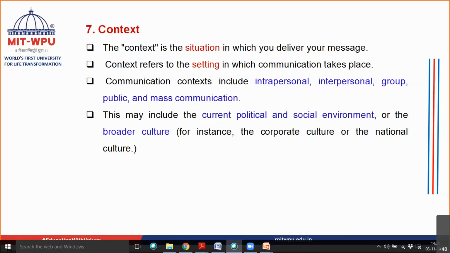We used to say, those who are from English medium, reference to context, isn't it? I have said this sentence in relation to this situation.